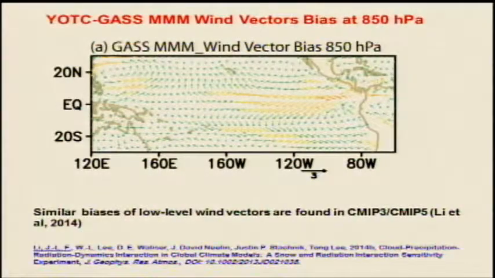In the meantime, we would like to see if this also shows in the YOTC MJO task force. So we do see, for the 850 hectopascal level, that the multi-model mean gives us the bias against the European Centre reanalysis data. So we do have a convergent flow like this, very similar to what we found in the CMIP3 and CMIP5 papers. And the same thing in this direction, okay?